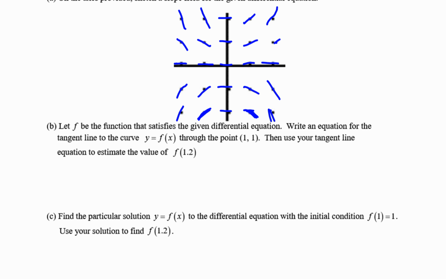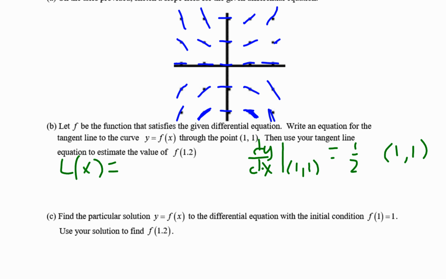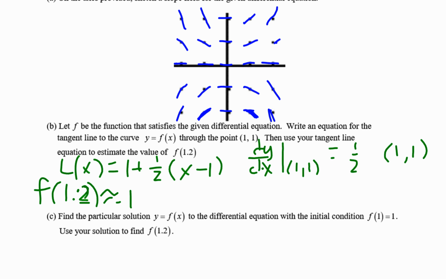Write an equation for the tangent line to the curve going through the point 1, 1. All right, so my tangent line, I'm going to call it L of x. What is this slope? dy dx evaluated at the point 1, 1. Well, that would be 1/2, and the point that we're going through is 1, 1. So L of x equals 1 plus 1/2 times the quantity x minus 1. We're going to estimate, to use approximately equal.